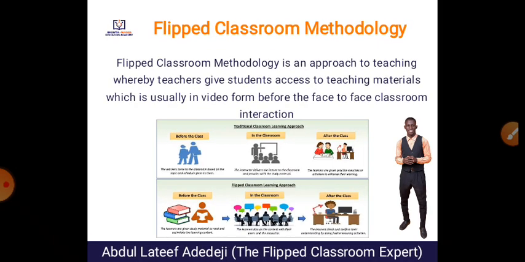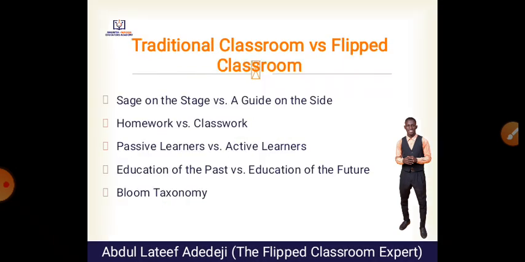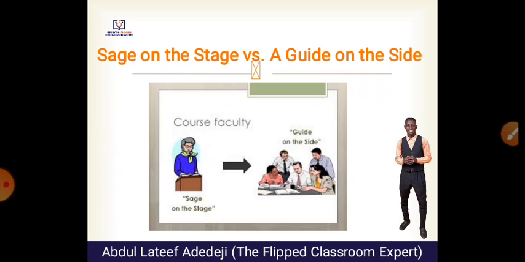Okay, so now we're moving on to the differences between the traditional classroom and the flipped classroom. There are five differences I have here. The first is sage on the stage versus guide on the side, homework versus classwork, passive learners versus active learners, education of the past versus education of the future, and then Bloom's taxonomy. Now let's take it one by one. Now, sage on the stage versus guide on the side. In the normal traditional classroom, the teacher is an island of knowledge. He acts like he is the island of knowledge.